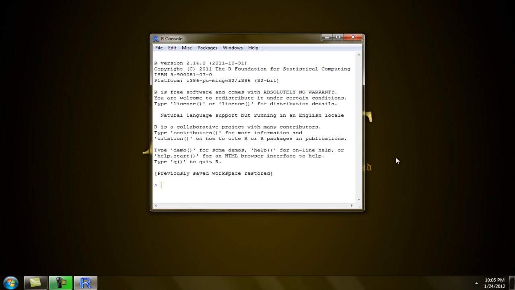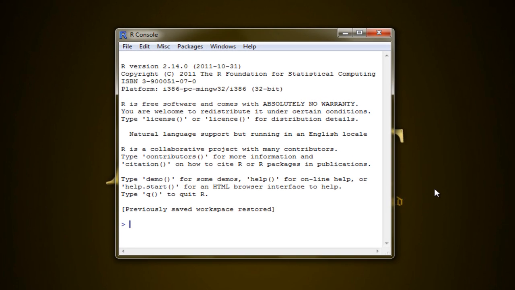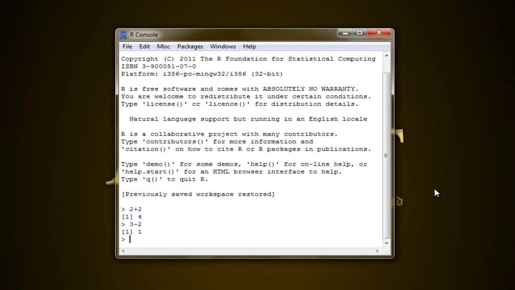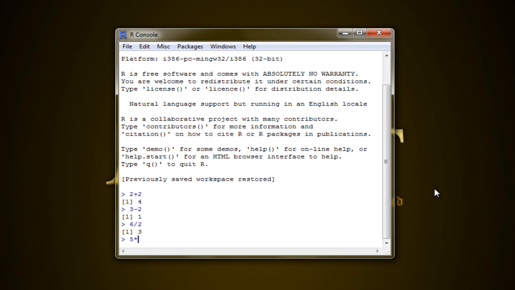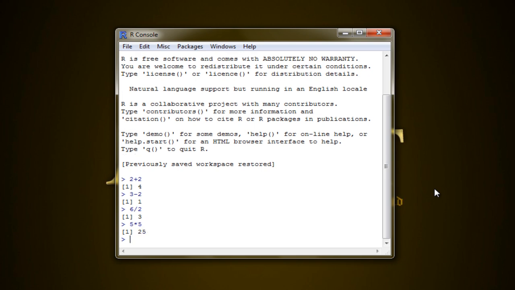Okay, now operations like plus, minus, divide, and times, that's multiplication, are very easy to apply here in R. To do that, for example, 2 plus 2, that's how we enter it. 3 minus 2, 6 divided by 2, 5 times 5, there you go. So it's very easy, as you can see.